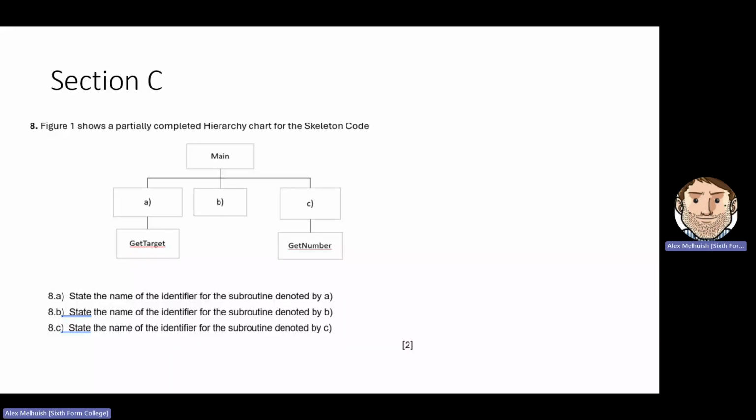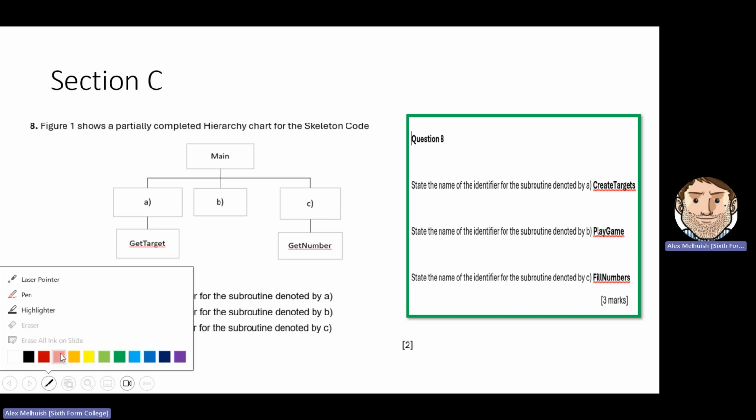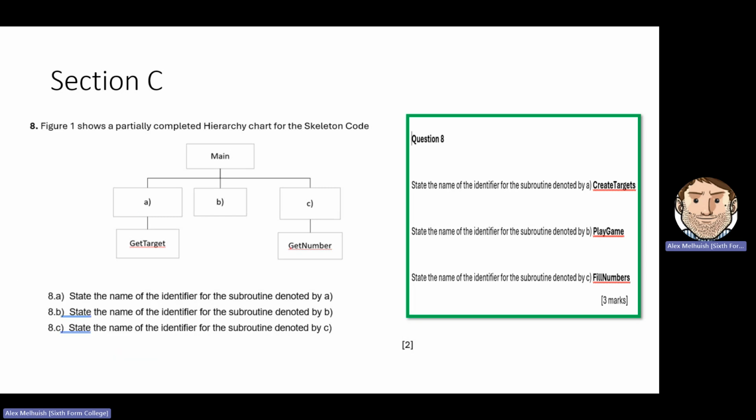So this is the feedback for section C and the questions about the skeleton code for target clear. First question was really well answered. There weren't any issues in terms of completing the missing parts of this hierarchy chart. You were identifying the subroutines correctly and giving the valid identifiers as you would find them in the code.